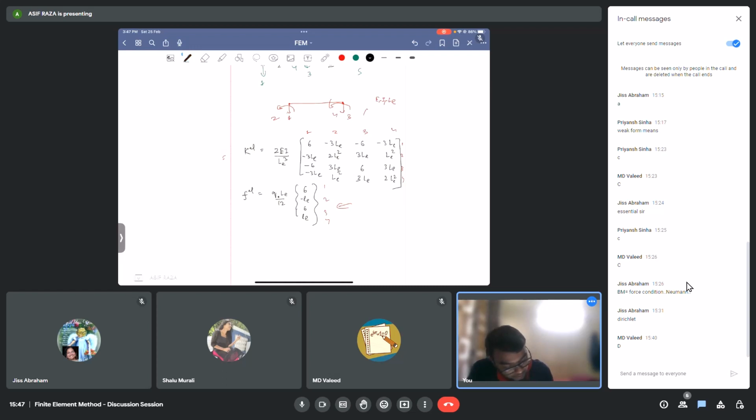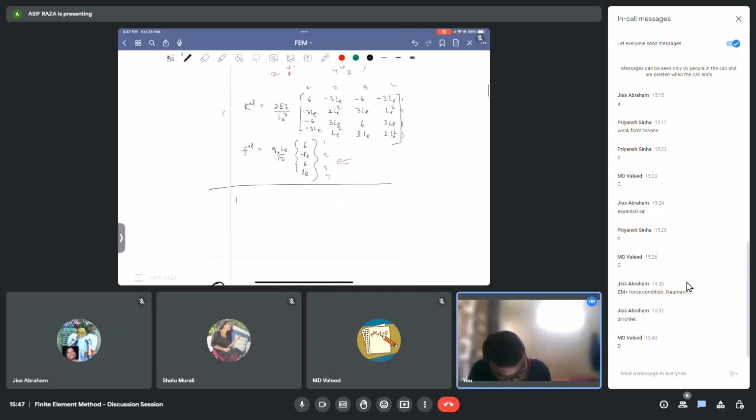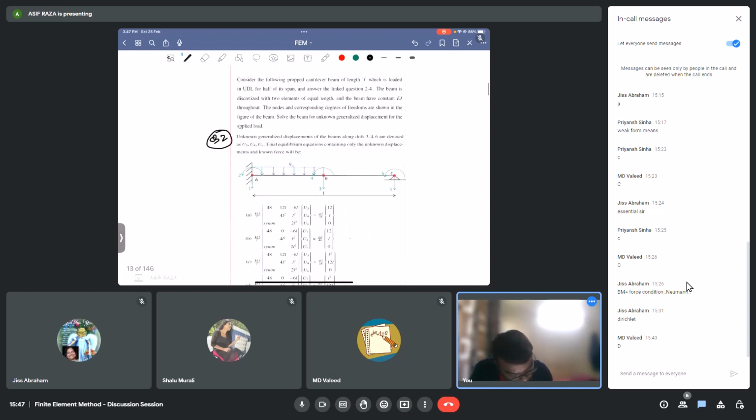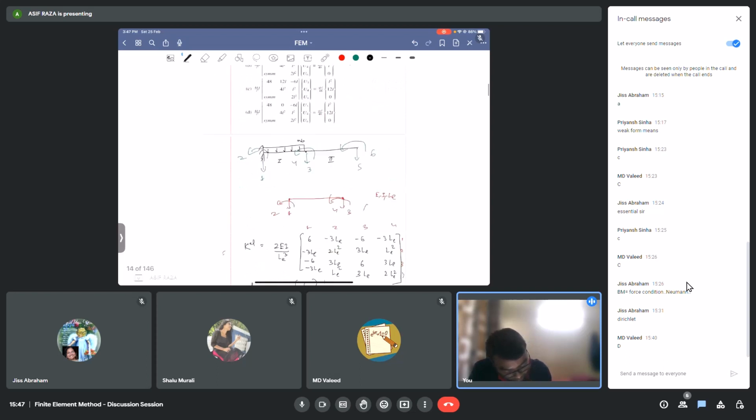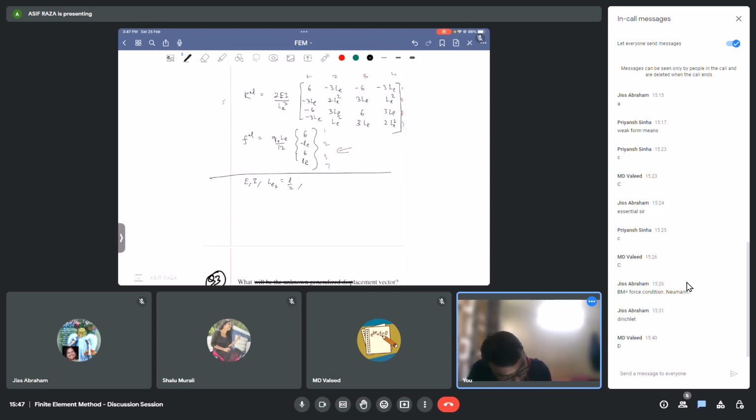Now let us do this for our elements. For our first element we are given Young's modulus E and I. The length of element 1 is L by 2, and the length of element 2 is also L by 2. So the stiffness matrix K.